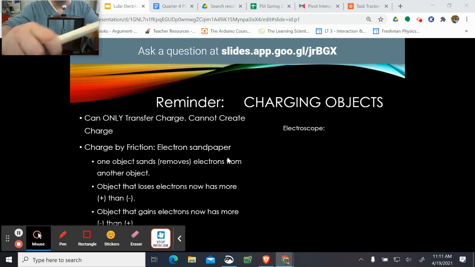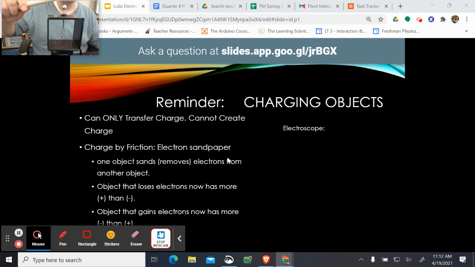So if I charge by friction, I'm rubbing electrons off of one thing and onto the other. That means one of these has more negatives and one of them has less negatives. The thing that's lost negative charges is now positive. The thing that's gained negative charges is now negative. We don't know what charge this thing is, but if I bring this near, it's not doing anything. What's going on there? I touched it. When I touched it, that's conduction. I transfer charge by touch from this to that.